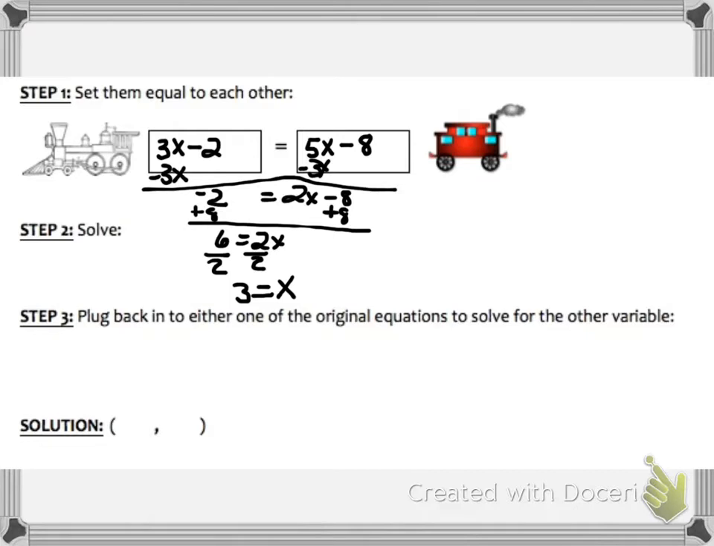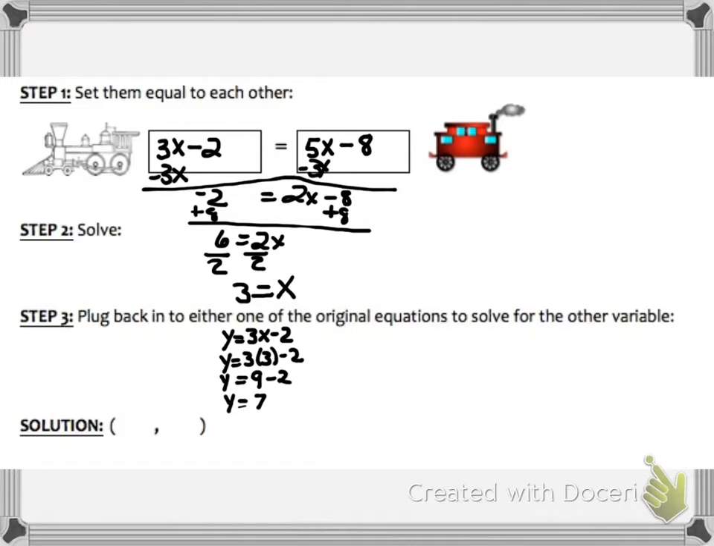So my second step is to plug this back into one of my original equations, and one of my original equations was y equals 3x minus 2. So I'm going to plug it in, have y equals 3 times 3 minus 2, and 3 times 3 is 9, minus 2 is going to be equal to my y value. So my y value is equal to 7.